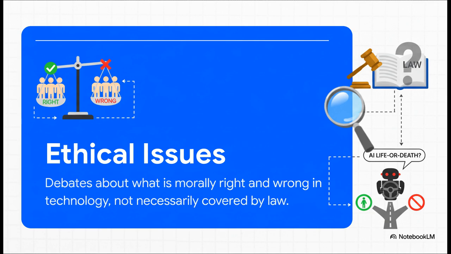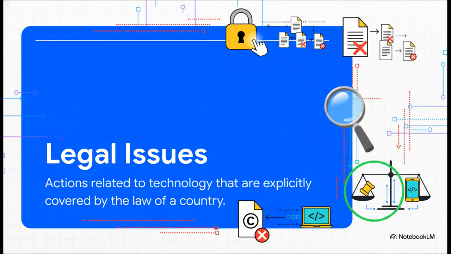That's an ethical issue. Now, legal issues are totally different. This is the black and white stuff. These are actions where we as a society have already made a law. So hacking into someone's social media or pirating software, that isn't just a bit naughty, it's actually against the law. And there are specific acts that say so, which, don't worry, we're getting to in just a minute.